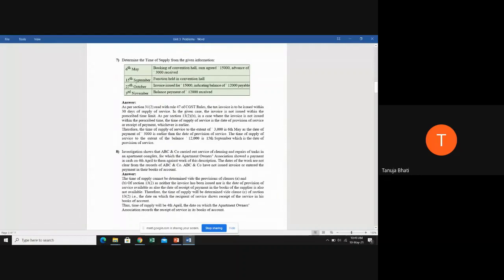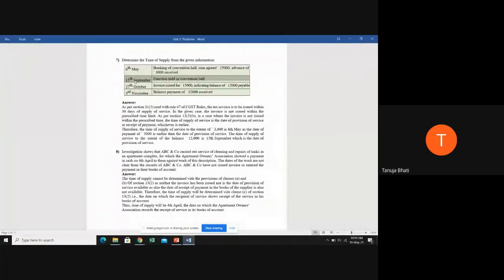Now that is 15th September, which means by 15th October the invoice had to be issued. Now tell me, students, is the invoice issued within the prescribed time? The actual invoice is issued on 27th October. The invoice ought to be issued as per section 31 within 30 days from the date of provision of service. So provision of service is on 15th September, and 30 days from that will be 15th October.